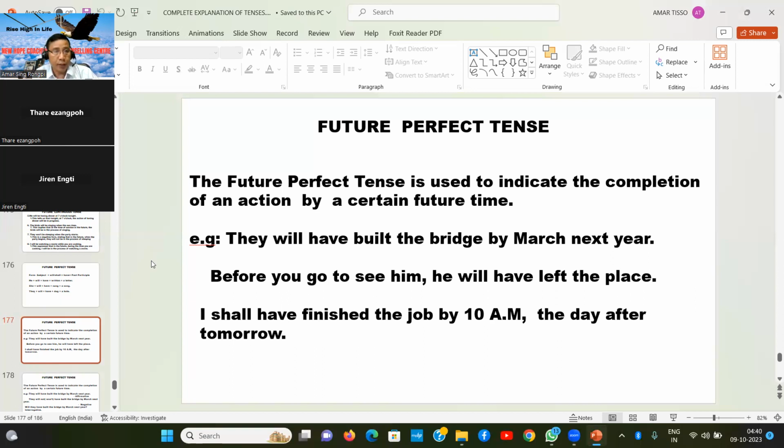Before you go to see him, he will have left the place. You haven't gone there yet. Not yet, but you are deciding. But in the future, if you go there, then he will not be there. He will have left the place. So that's the meaning of this.